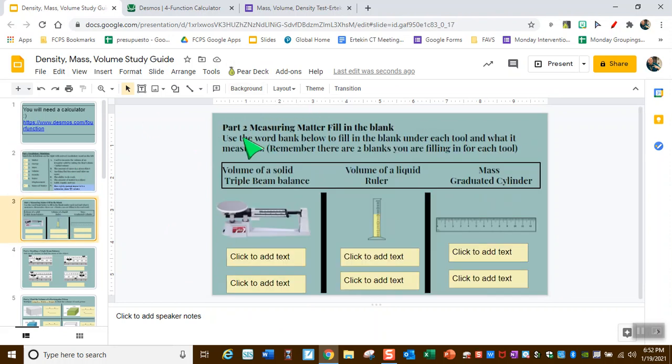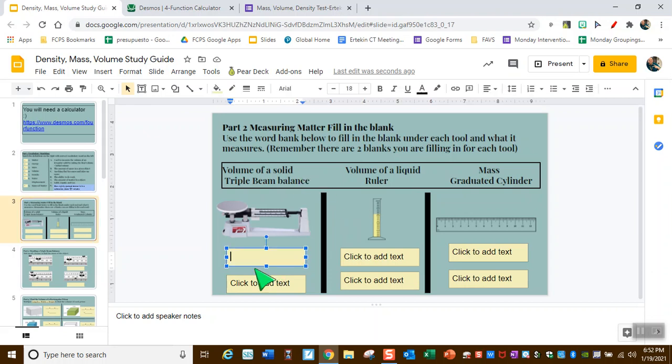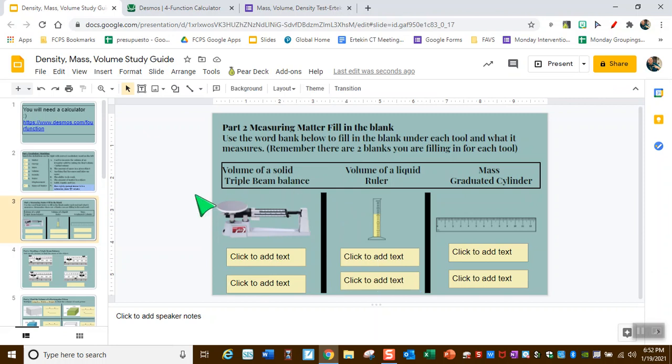Okay, now let's see if you know these instruments. A ver si sabes estos instrumentos. Use the word bank below to fill in the blank under each tool and what it measures. There are two words for each instrument, okay? So push pause on this video and fill in the boxes with the correct words. Haz un clic sobre pause para parar el video y metan dos palabras para cada instrumento. Let's see if you know this. A ver si lo sabes.